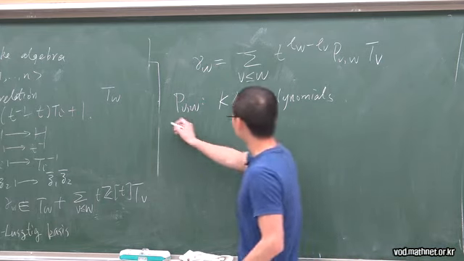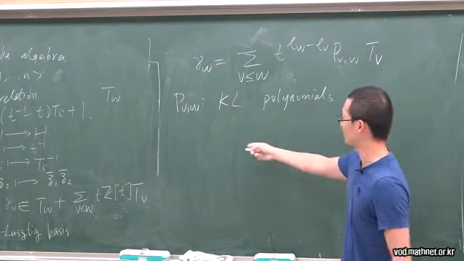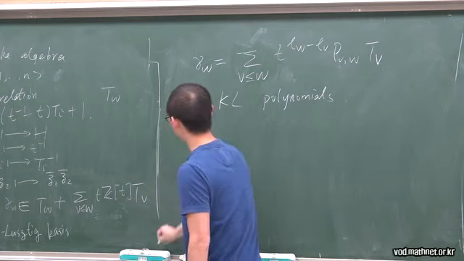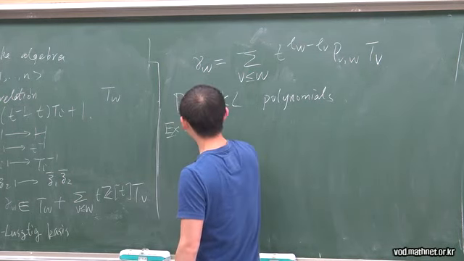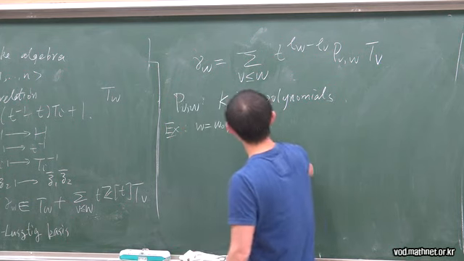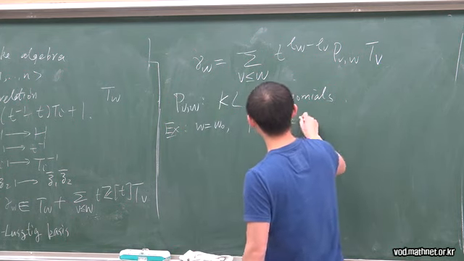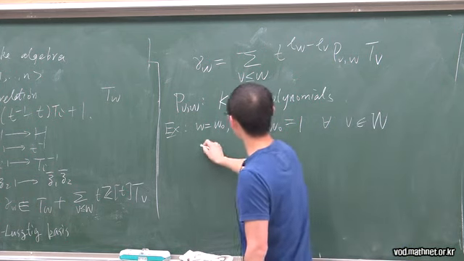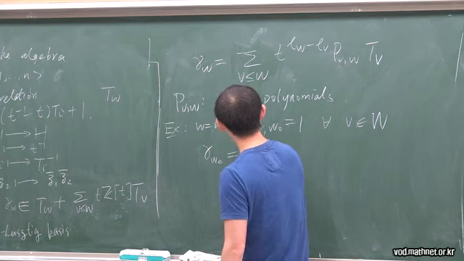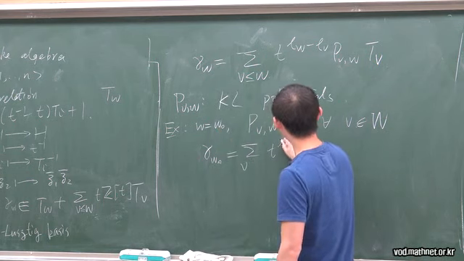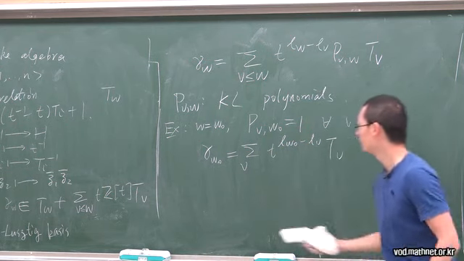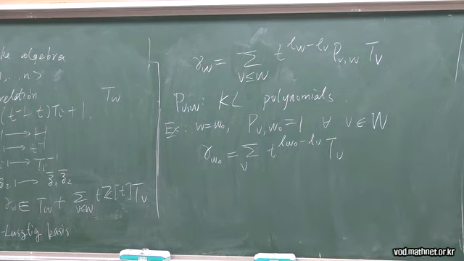The length of w. Of course it's extremely difficult to compute the characteristic polynomials for the general case. For examples, there are some computations already. For example, if you have w equal to w_0, p_{v,w_0} is equal to 1 for any v. Then this gamma_{w_0} is equal to the sum over all v of t to the power of l(w_0) minus l(v), times T_v. So it has this nice form. All the characteristic polynomials equal 1. But you don't have such good cases in general.